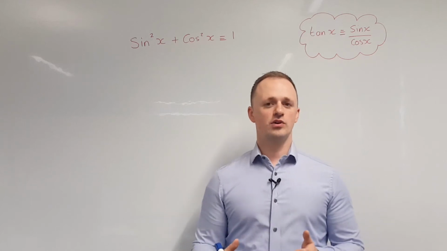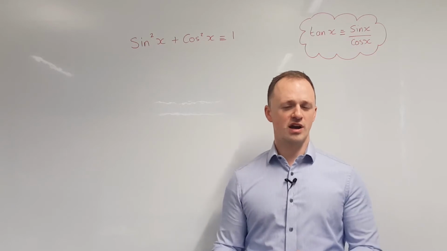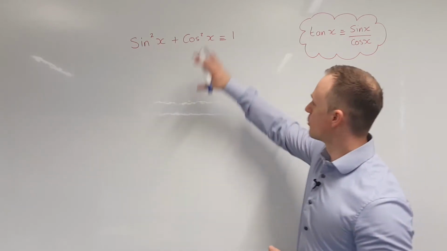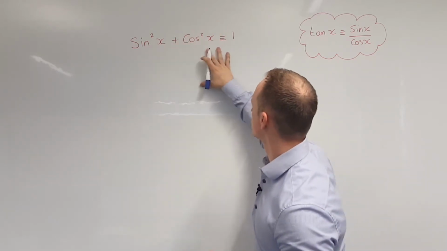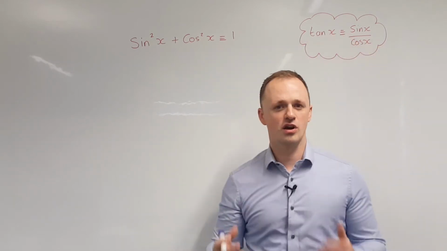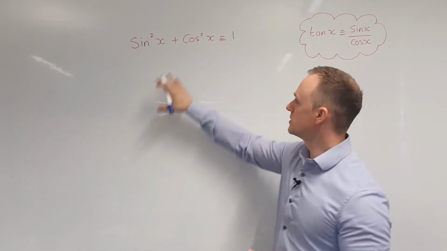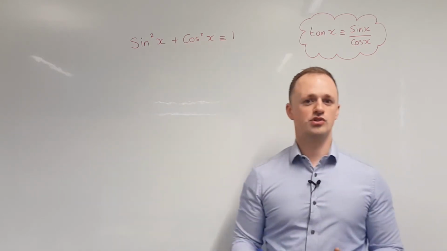In this video, we're going to be looking at taking the trig identities that you know from earlier in the course and using them to derive two new trig identities. So we're starting with sine squared plus cos squared is equal to 1 and tan x is sine x over cos x. So to derive the first identity, we're going to divide both sides by sine squared.